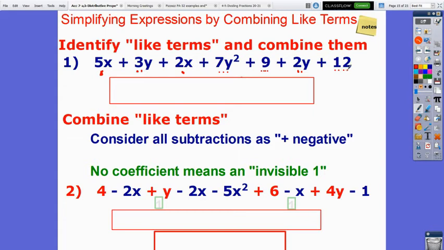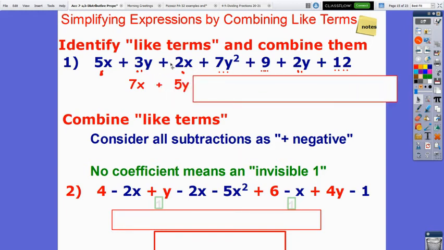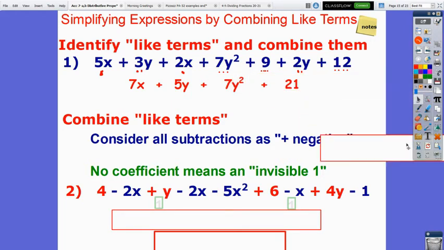Once you have identified all the like terms, then you can add the coefficients of the like terms to simplify the expression. So 5x plus 2x gives me 7x's. 3y's plus 2y's is 5y's. 7y squared. And lastly, 9 plus 12 is 21.